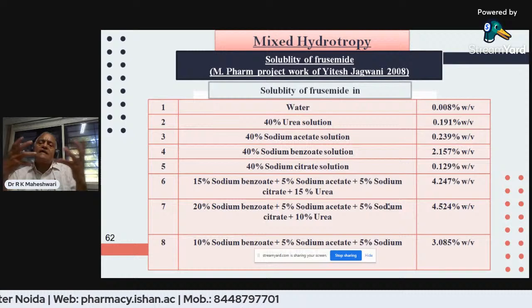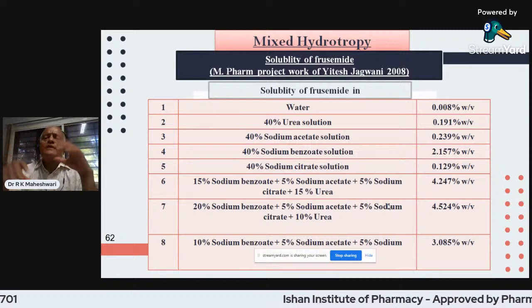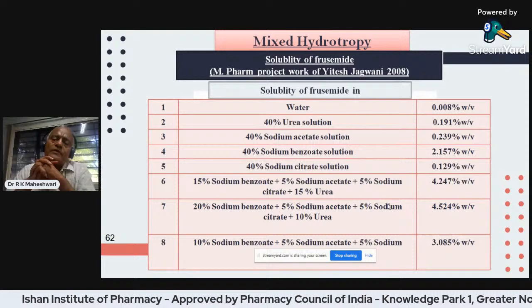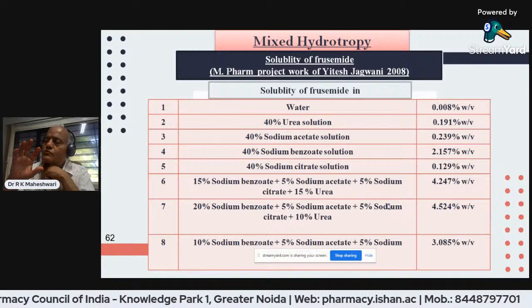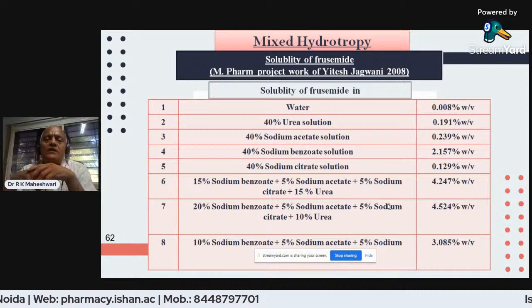Otherwise, a lot of work has been done on single hydrotropy. Many persons have made injections, but their injections could not be marketed. But using mixed hydrotropic solubilization, marketable formulations can be made. I would like to mention one thing for information. In Egypt, there is one scientist, Dr. Hossein, who is still doing work on mixed hydrotropy to make marketable formulations in Egypt.